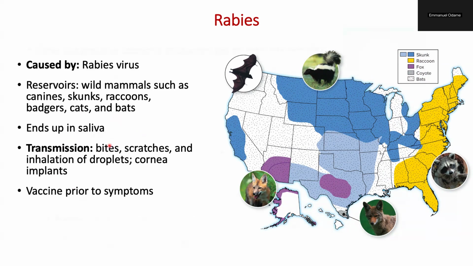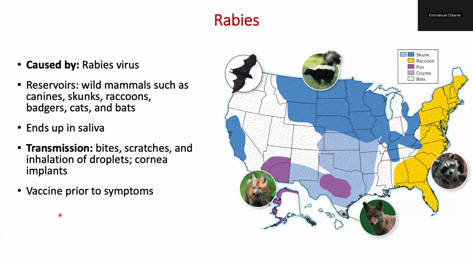The virus ends up in the saliva, so you get it if you are bitten, scratched, or you inhale droplets of the virus, or, worst case scenario, through a cornea implant. If a dog with the virus spits in your eye or something, that is another way you can get the rabies infection. So apart from a bite or scratch, that is the weird way of getting it, like spit in your eye or on your cornea.